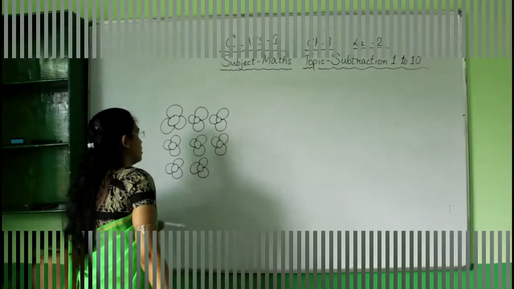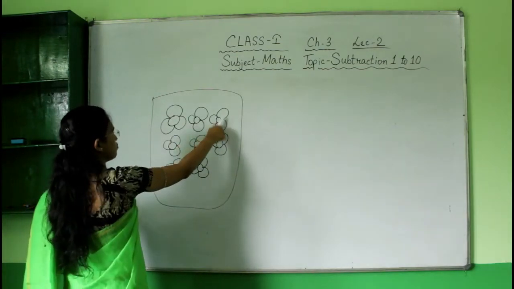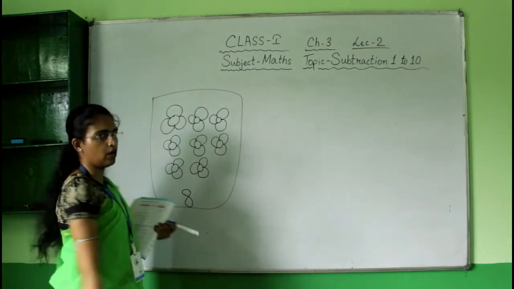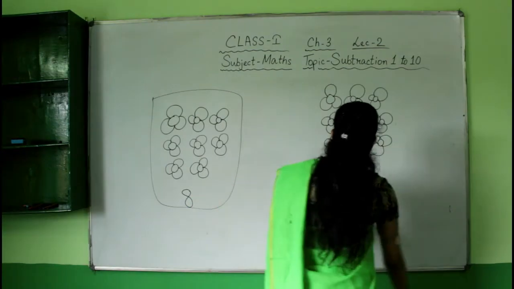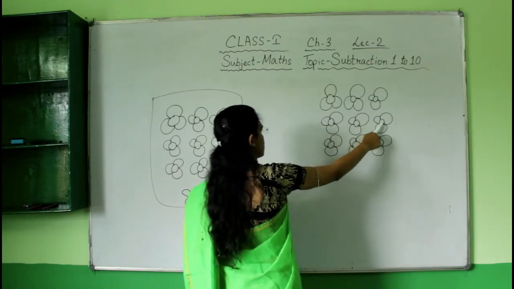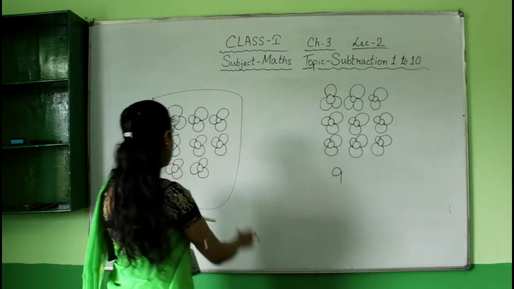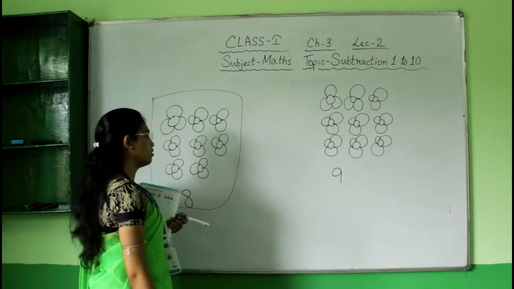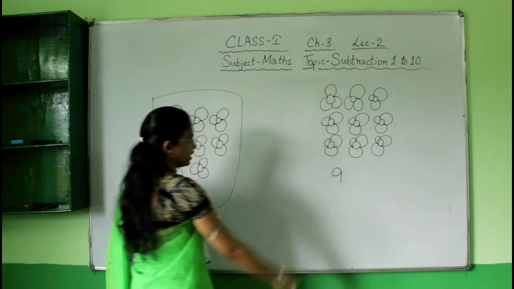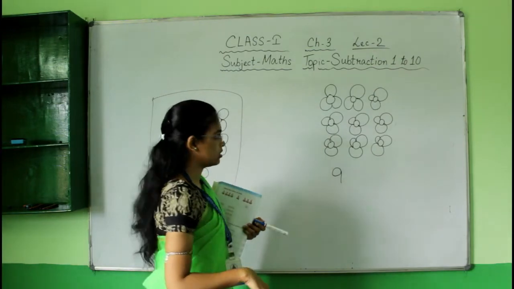So now how many flowers in this side? 1, 2, 3, 4, 5, 6, 7, 8. In this side we have 8 flowers. And in this side how many flowers we have? Let's count. 1, 2, 3, 4, 5, 6, 7, 8, 9. In this side we have 9 flowers, but in this side we have 8 flowers. So they are not same, right? So we have to make it 8. In this side also we have to make it 8. So how can we make 8 flowers? By adding 1 more flower.